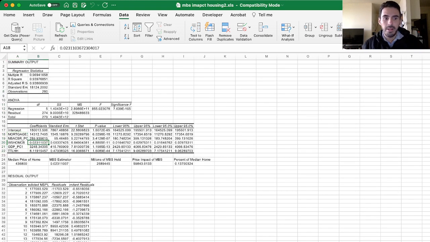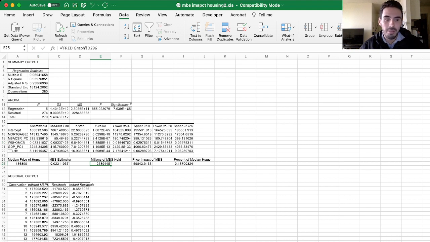So what did we find? We found that for every $1 million held in mortgage-backed securities by the Fed, the price of the median house in the United States increases by about 2.3 cents. So before you jump to conclusions and say, wow, this is meaningless, I want to remind you that the most recent data point says that the Fed holds 2.6 trillion in mortgage-backed securities.